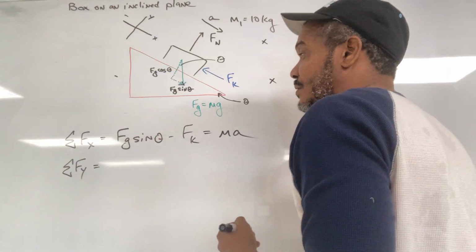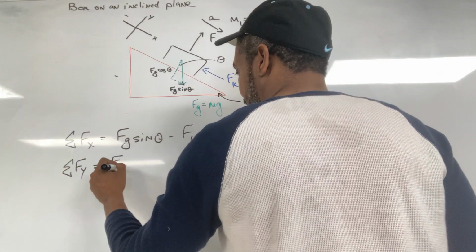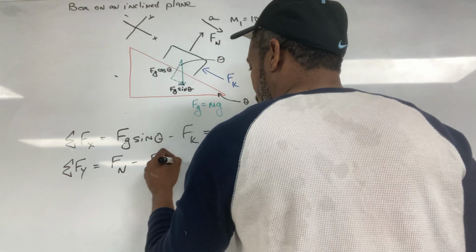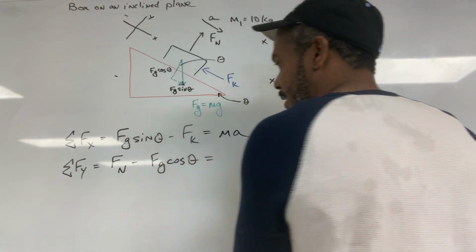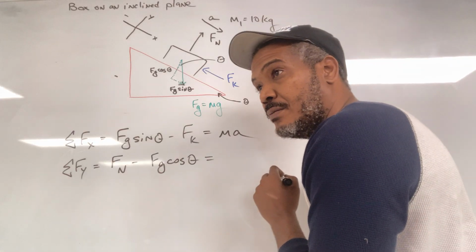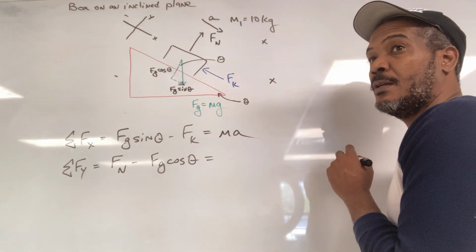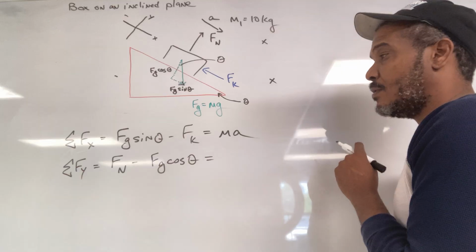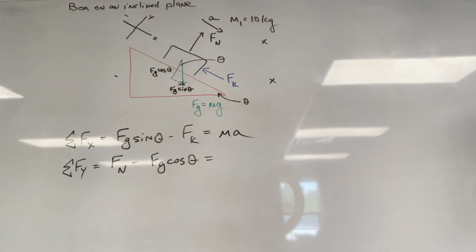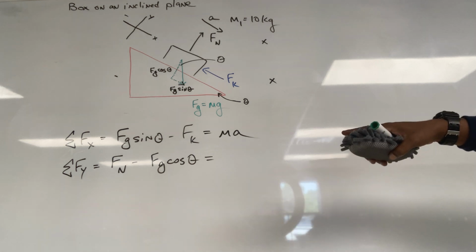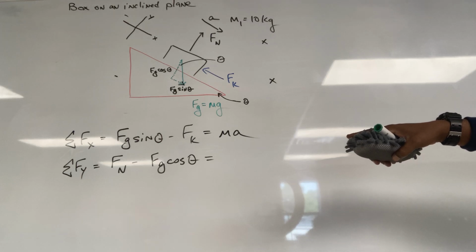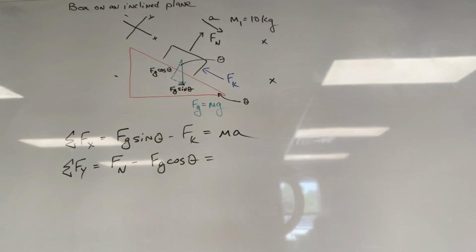Which one am I writing first? FN. FG cosine theta. And that equals what? Don't guess it. There's nothing to guess. Remember, there's a question you have to ask yourself. There's only two situations. Does the object move in that direction or not? Does the object move in the Y direction? No. So it's 0.